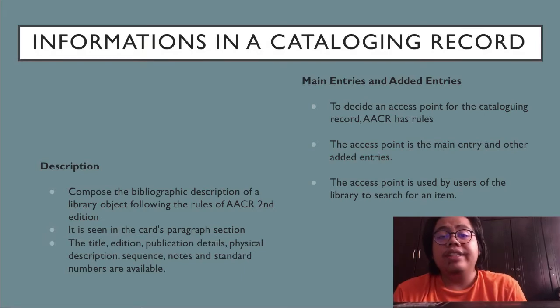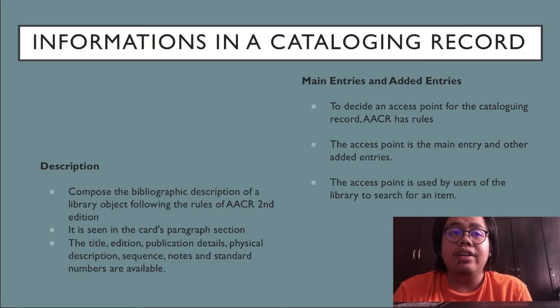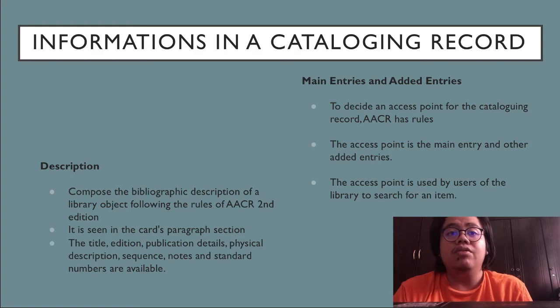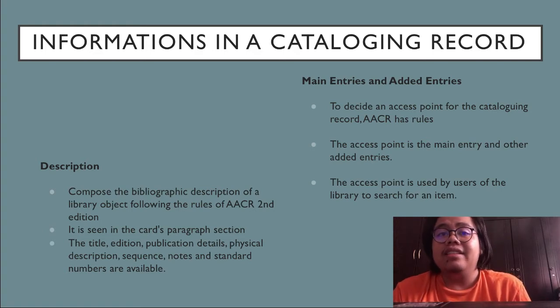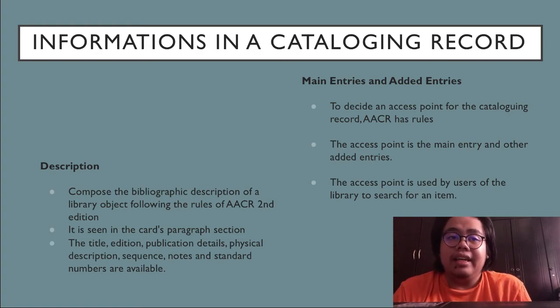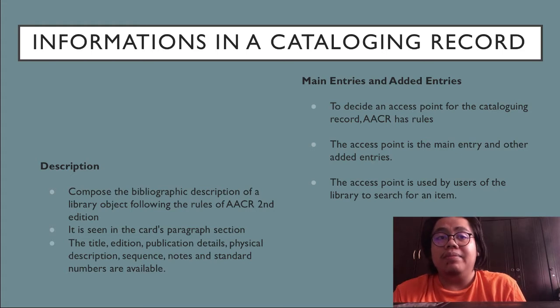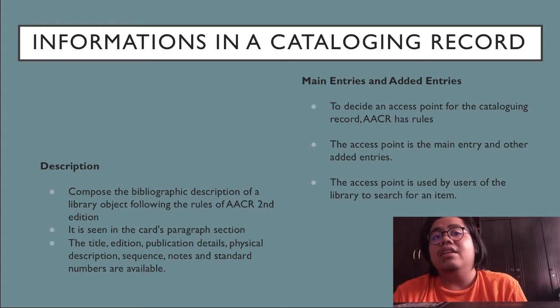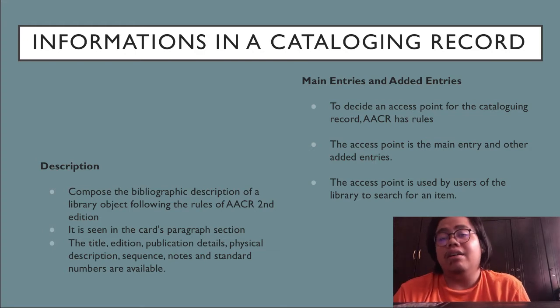For the information in the cataloging record, the description composes the bibliographic description of a library object following the rules of AACR second edition. It is seen in the cards paragraph section. The title, edition, publication details, physical description, sequence, notes, and standard numbers are available.